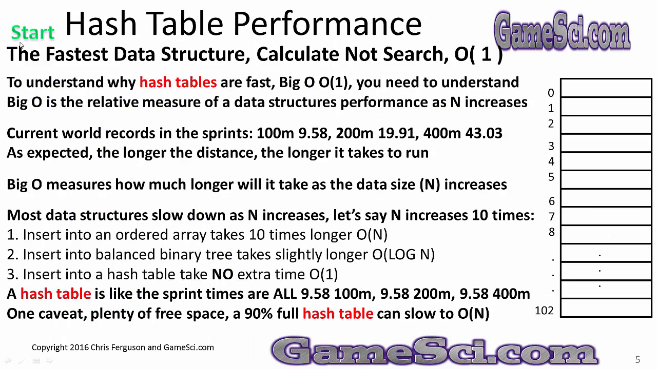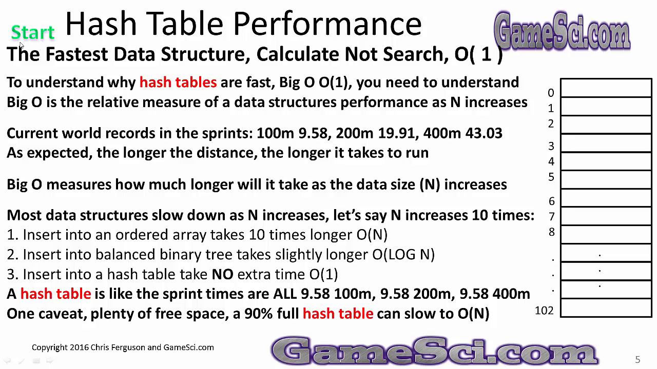Hash table performance. Hash tables are the fastest data structures. They calculate, not search for the data. They are big O, order of 1. To understand why hash tables are fast, big O order 1, you need to understand big O is a relative measure of a data structure's performance as n increases.